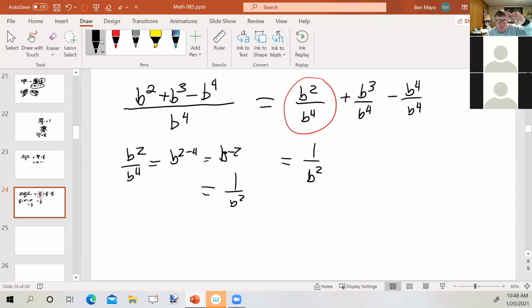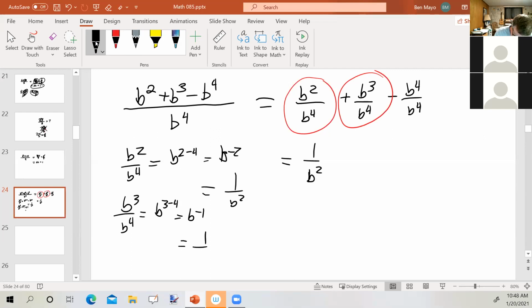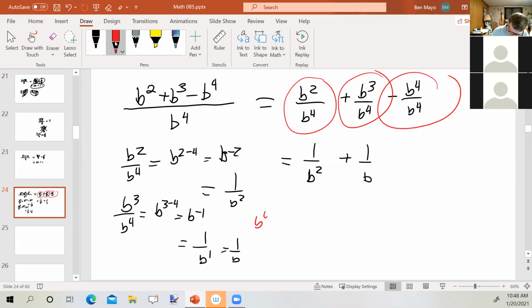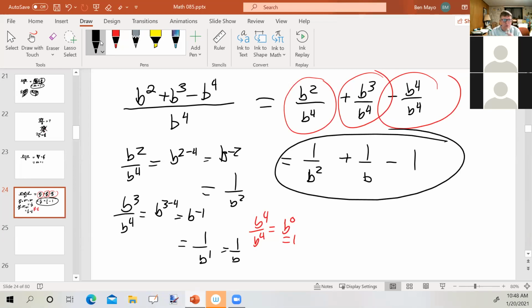All right, with that, we're getting rid of 2 factors of b in the numerator and 2 factors of b in the denominator. So I've got a 1 on top, b squared on the bottom. Next fraction, b cubed over b to the 4th is b to the 3 minus 4, which is b to the negative 1, which is 1 over b to the 1, or just 1 over b. And finally, b to the 4th over b to the 4th is 1, or that's b to the 0, which is still equal to 1. So I've got minus 1. And there's my final answer. Any questions on that one?